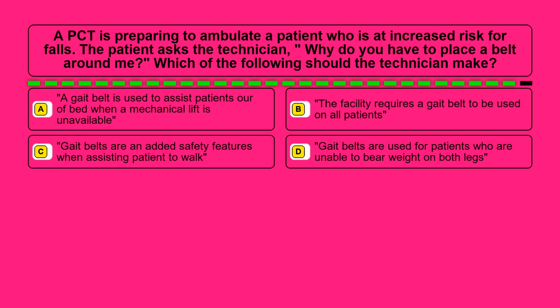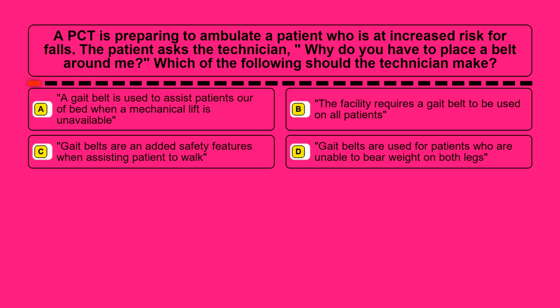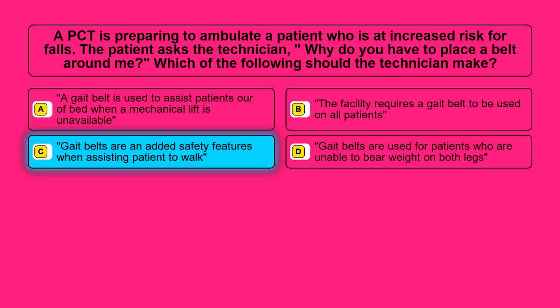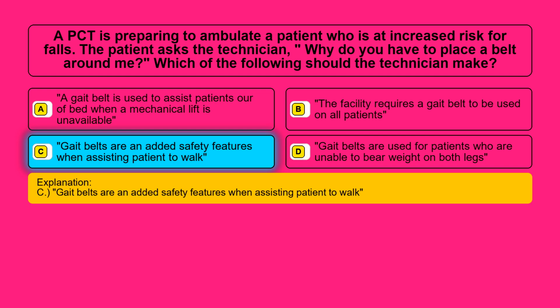Question 32. A PCT is preparing to ambulate a patient who is at increased risk for falls. The patient asks the technician, "Why do you have to place a belt around me?" Which of the following responses should the technician make? Option A, a gait belt is used to assist patients out of bed when a mechanical lift is unavailable. Option B, the facility requires a gait belt to be used on all patients. Option C, gait belts are an added safety feature when assisting patients to walk. Option D, gait belts are used for patients who are unable to bear weight on both legs. The correct answer is option C, gait belts are an added safety feature when assisting patients to walk.